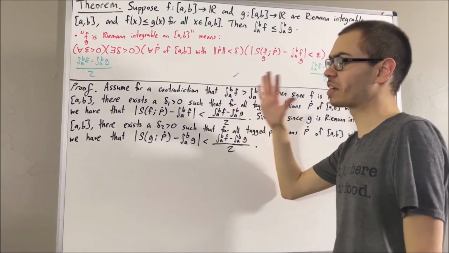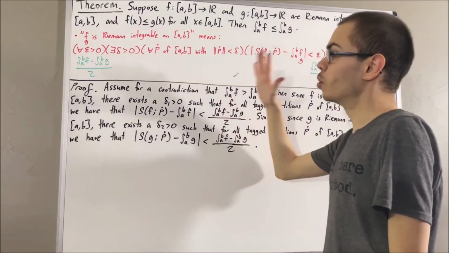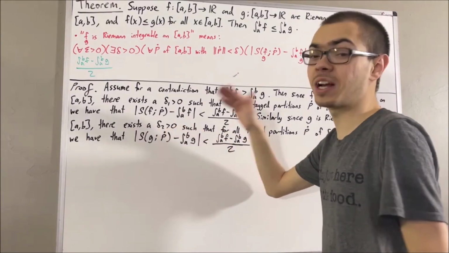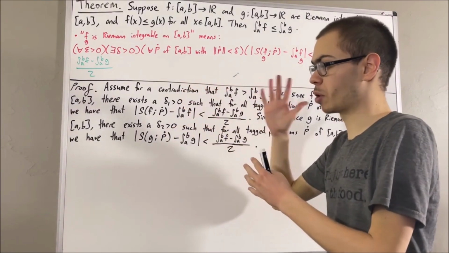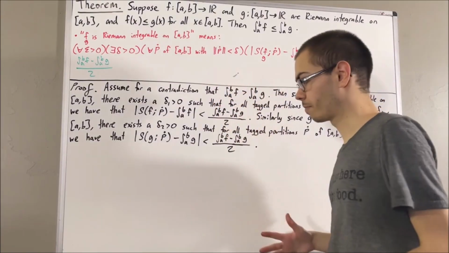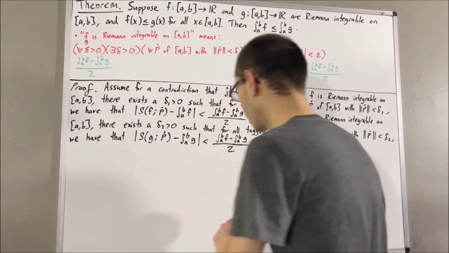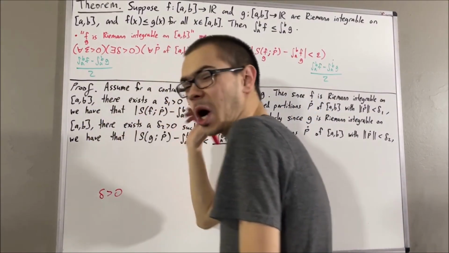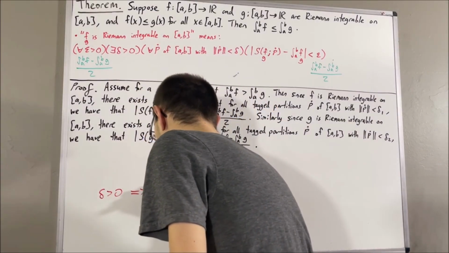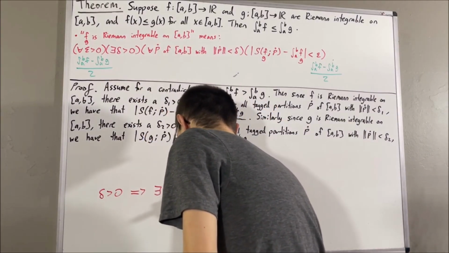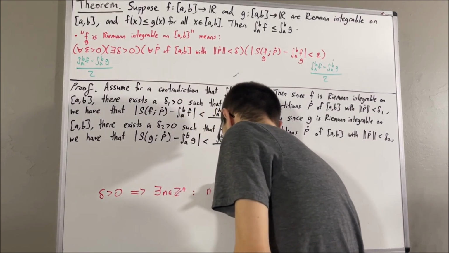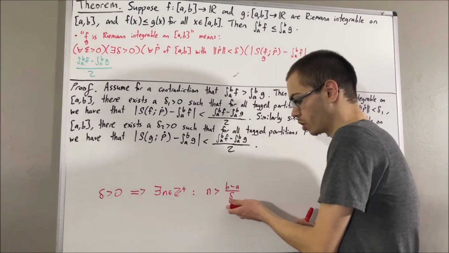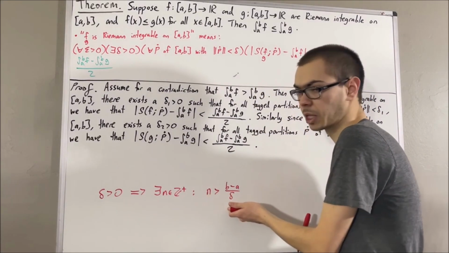Now certainly, there exists a partition of [a, b] whose norm is less than both delta 1 and delta 2. In fact, for any positive real number delta, there exists a partition of [a, b] whose norm is less than delta. The reason why is because if we consider an arbitrary positive real number delta, then by the Archimedean property, there must exist a positive integer n such that n is greater than (b minus a) over delta, right? Given any real number, we can always find a positive integer bigger than it.